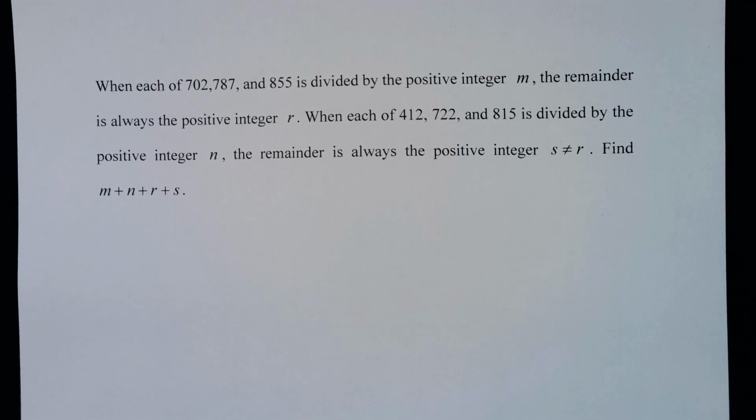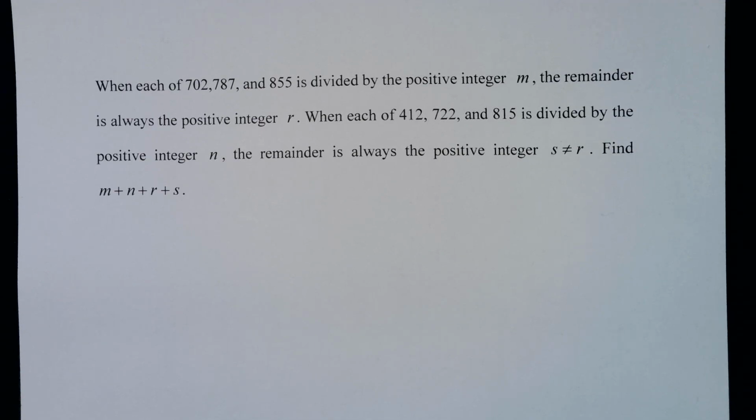Today we have yet another question here, and as always, let's start off by reading the question. When each of 702, 787, and 855 is divided by the positive integer m, the remainder is always the positive integer r. When each of 412, 722, and 815 is divided by the positive integer n, the remainder is always the positive integer s, which is not equal to r. Find m plus n plus r plus s.